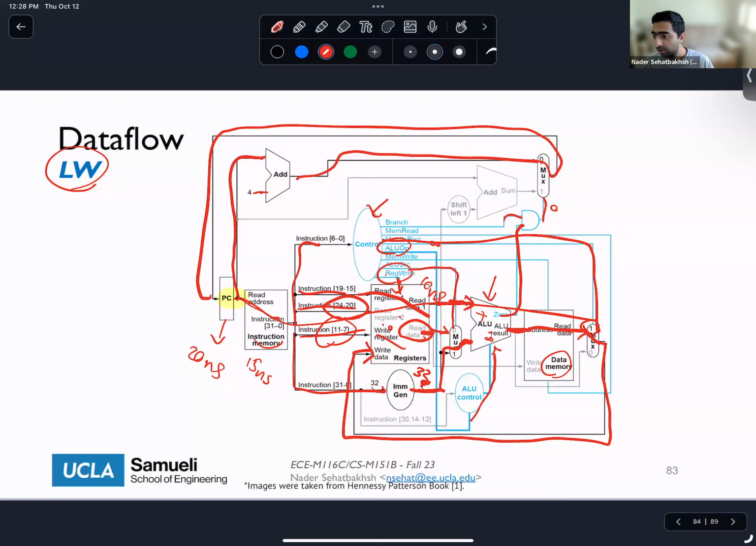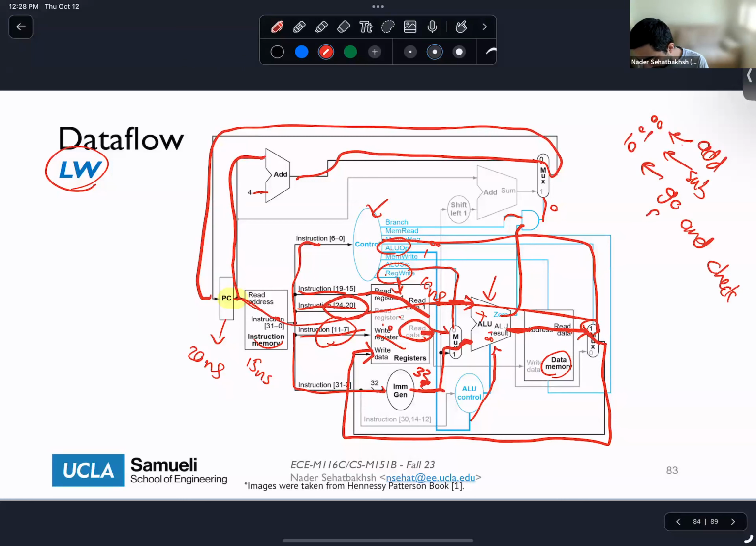So some questions. Somebody asked, ALU op is 2 bits, right? Are we reading the MSB from this? So if you remember, ALU op was either 00, 01, or 10. 00 means add, 01 means sub, 10 means go and check the funct3 and funct7. Okay, that's the rationale behind ALU op. Okay.